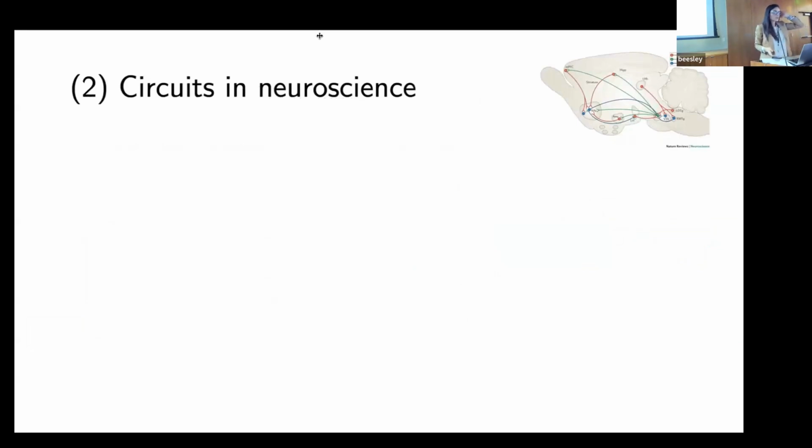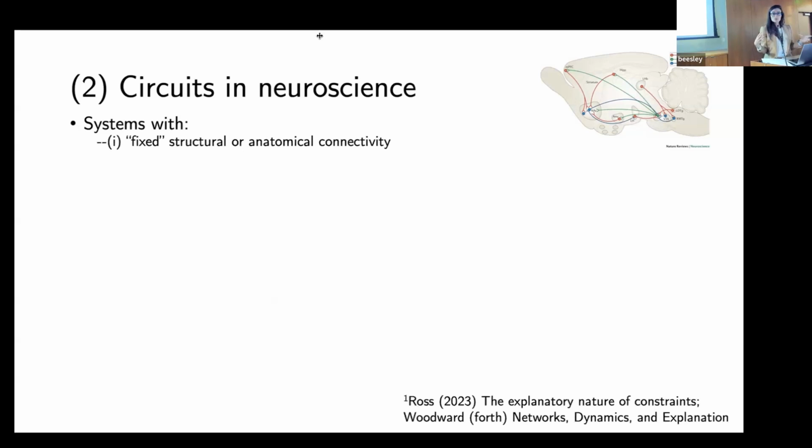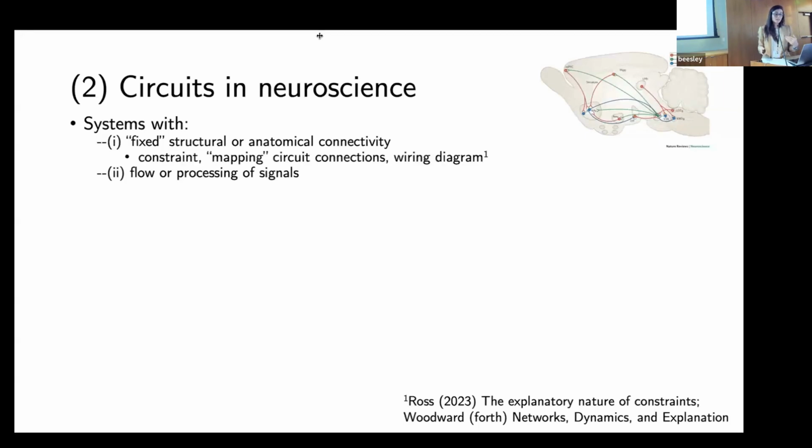So part of what I'm going to suggest in this talk is that circuits in neuroscience are causal systems that often have four main features. A first feature of these systems is that they have a kind of fixed structural or anatomical connectivity. A second feature is that they involve some kind of flow or processing of signals. This is being constrained, interestingly, by that fixed anatomical connectivity. So the structural or anatomical connectivity is operating as a kind of constraint on this signal processing, this information flow.